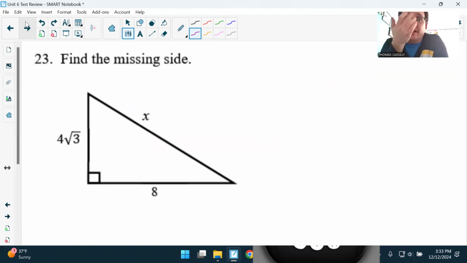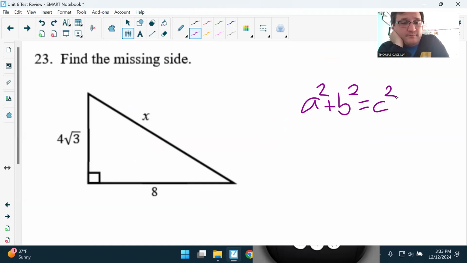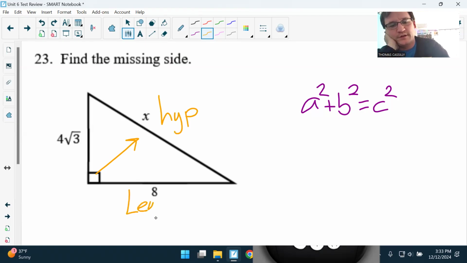Okay, I have a right triangle, and I know it's a right triangle because I have this right angle here. Now, according to the Pythagorean theorem, a squared plus b squared equals c squared, right? Which one's A, which one's B, which one's C? Well, C is always your hypotenuse. The easiest way to figure out where the hypotenuse is, it's always going to be across or opposite from that 90-degree angle. So this guy right here is your hypotenuse. The other two sides, we just call these the legs. It really doesn't matter which one you want to call the leg.